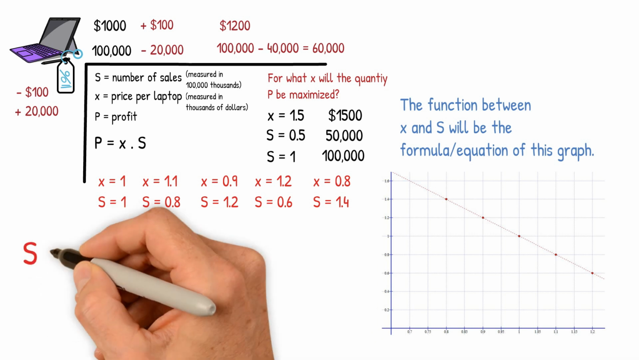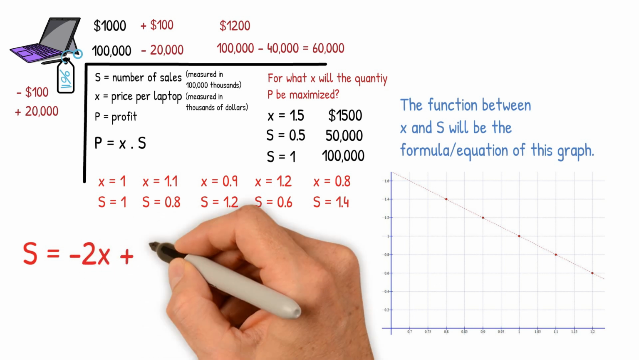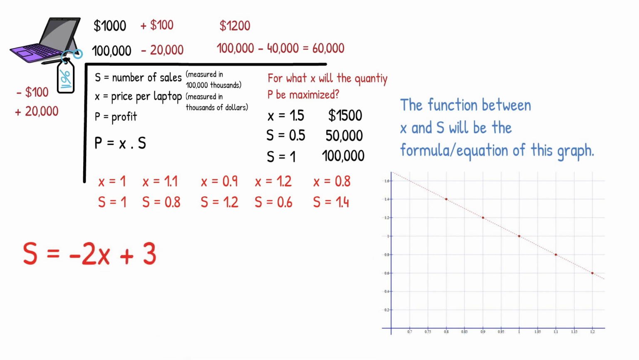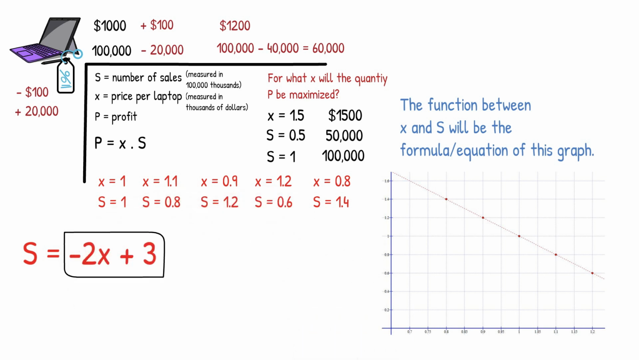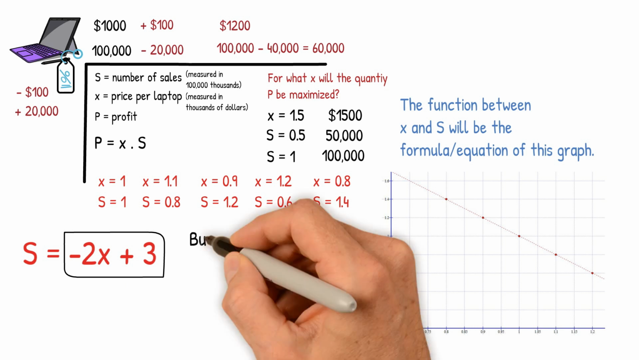The equation of this line is s equals negative 2x plus 3. The formula for finding s when x is given is negative 2x plus 3. Substitute the value for x, and we get the value for s. Okay, so that's the relationship with sales.